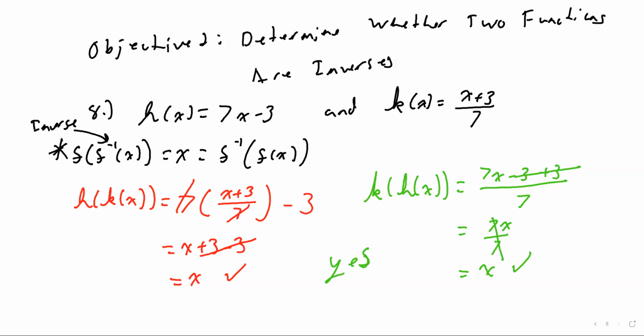It's just a lot of algebra. They both have to equal x. The moment you do it and you don't get x, you can just stop. Now, there are certain situations where it's an inverse on one side, but it doesn't go the other direction. All right, so let's look at another example.